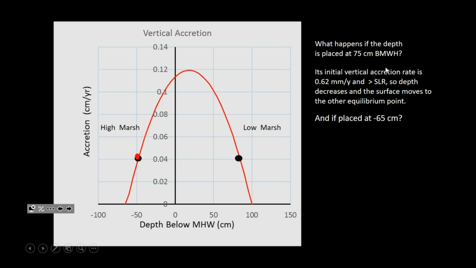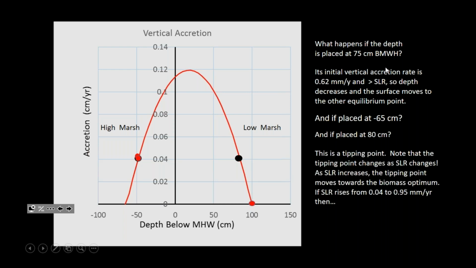And if the point is over here, and due to an anomaly, the depth decreases to this point, well, now the rate of accretion is less than the rate of sea level rise. So what happens? That point just migrates back up to there. So that's a stable point. If you place it at 80, it has to move in that direction. So that's not a good place. This is not a good place to be.